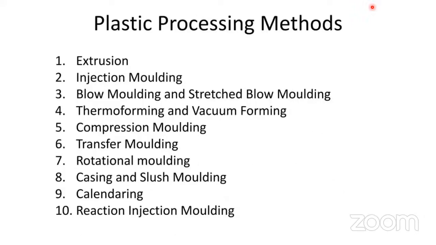Now, plastic processing methods. Somebody asked just now about the schedule. Yes, the schedule is ready. We are going to cover all extrusion processes, injection molding, blow molding, stretch blow molding, thermoforming and vacuum forming methods, compression molding, transfer molding, rotational molding, casting and slush molding, calendering, and reaction injection molding.